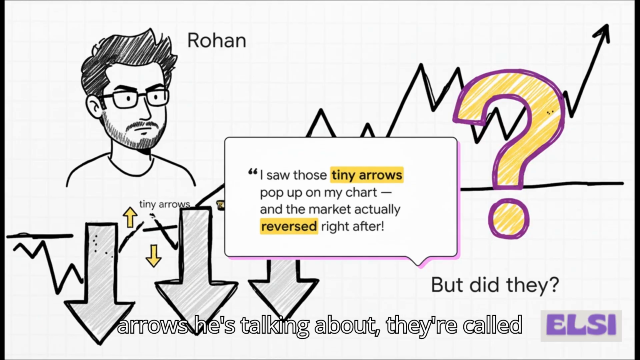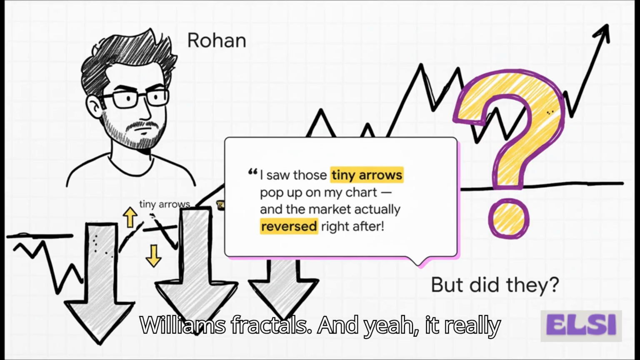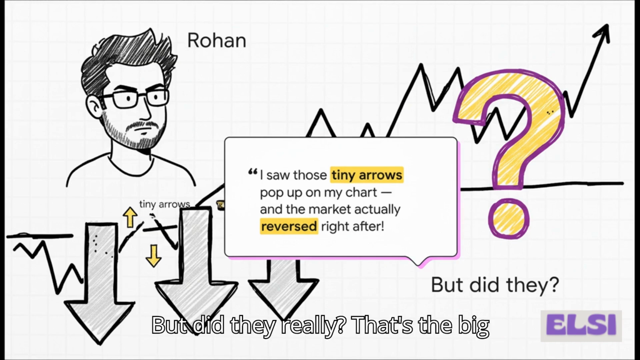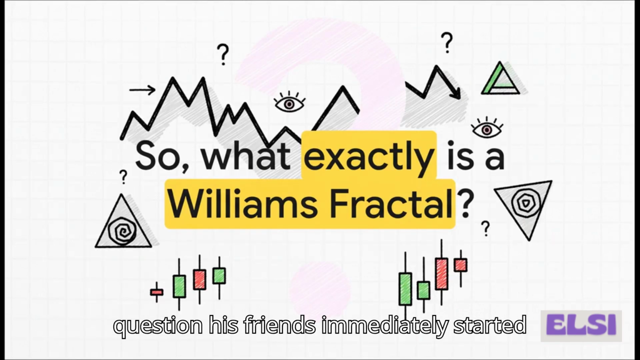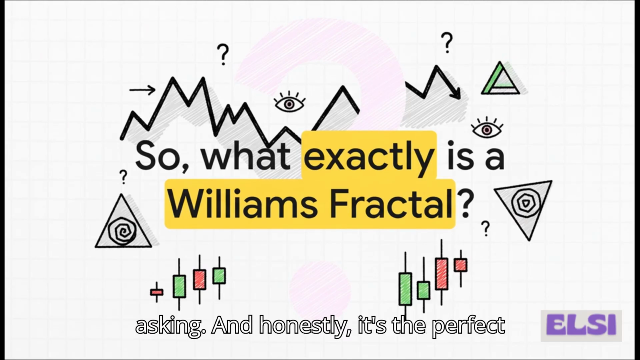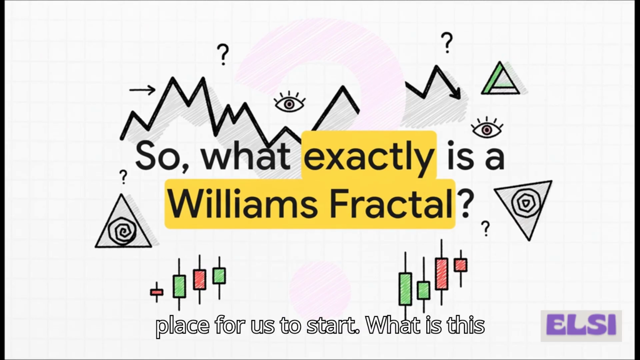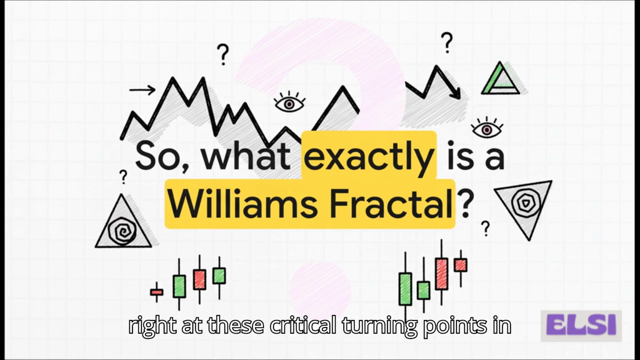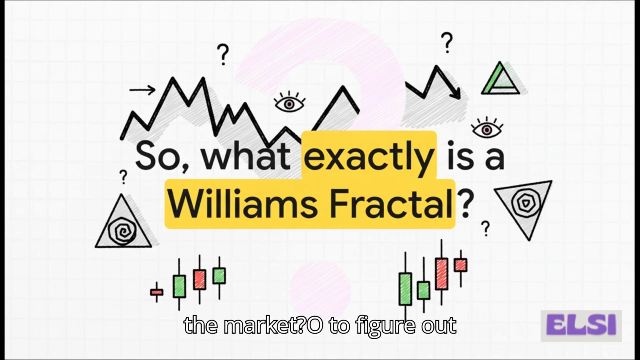Those tiny arrows he's talking about, they're called Williams fractals. And yeah, it really looked like they predicted the future. But did they really? That's the big question his friends immediately started asking. And honestly, it's the perfect place for us to start. What is this indicator that has a knack for showing up right at these critical turning points in the market?